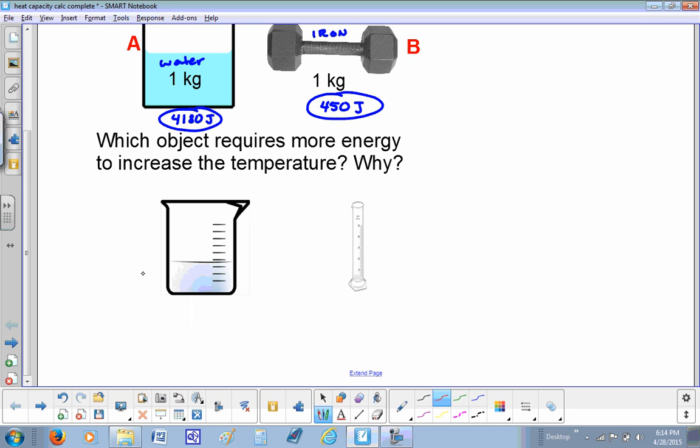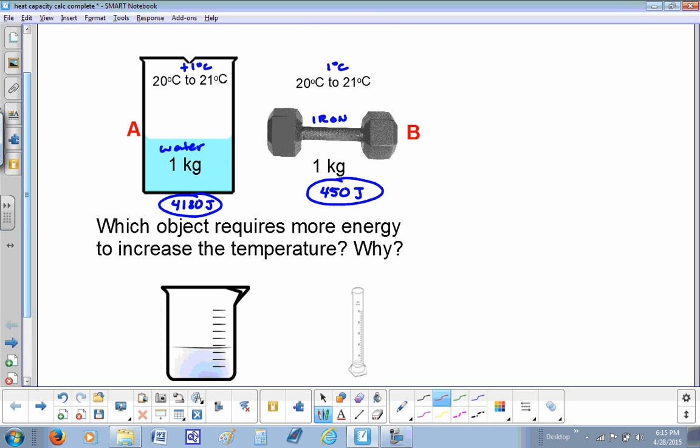So I want to go through an example we saw earlier where we've got a kilogram of water and a kilogram of iron. And we saw that in order to increase the temperature of each of these by 1 degree Celsius, we need a different amount of energy. Water takes 4,180 joules to increase the temperature of a kilogram of it by 1 degree Celsius. When you look at iron, it only takes 450 joules of energy to do the same thing. Why? Again, this is the heat capacity.